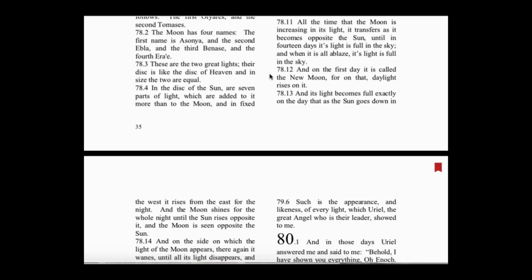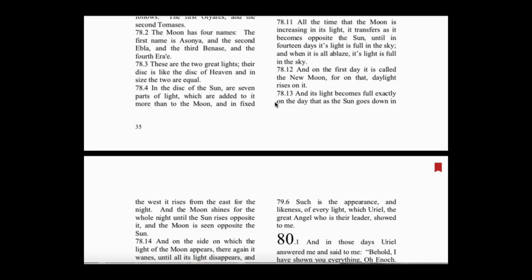So as in 78.12, on the first day it is called the new moon, and on that day daylight rises on it. Again, the day of the new moon doesn't have any description of the process. It just says the first day. The name of the first day is new moon, which is the first day of the month, right? Is that correct? And the daylight, which is the sun, rises on it. The sun overshadows it because the new moon has no light.